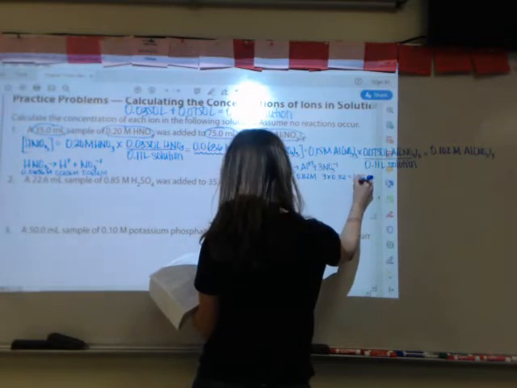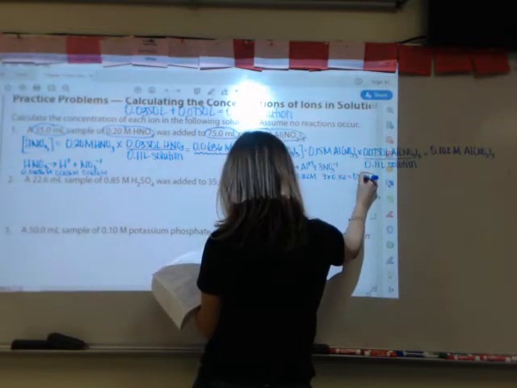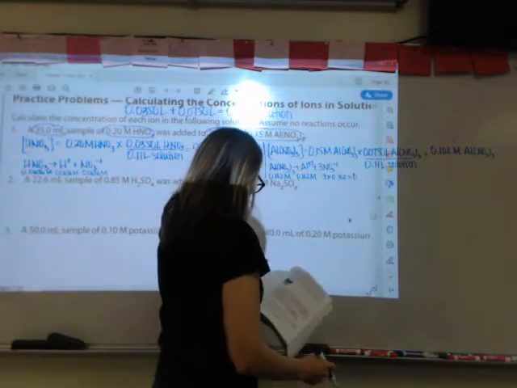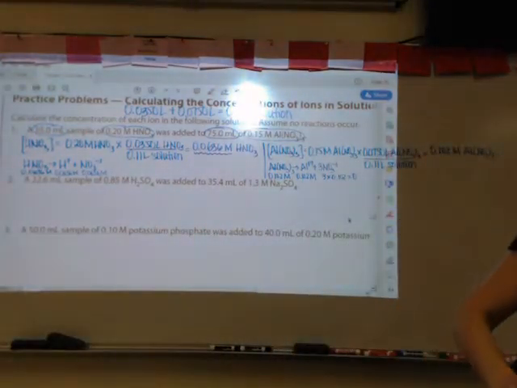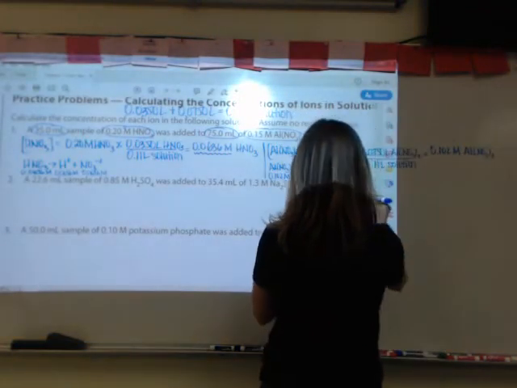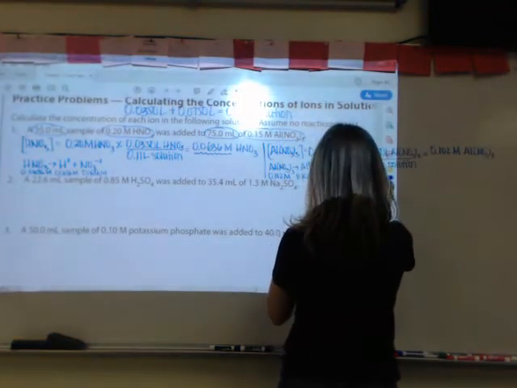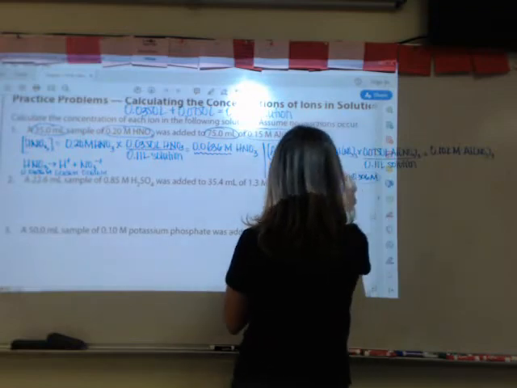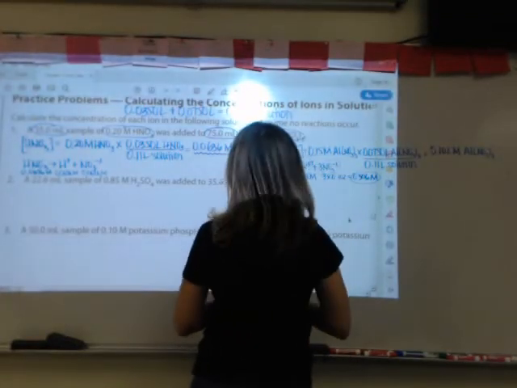So this is going to be, I want to say it's 0.3, but that seems a little bit off. Let me double check this. 3 times 0.102, 0.306 molarity for the nitrate ion concentration.